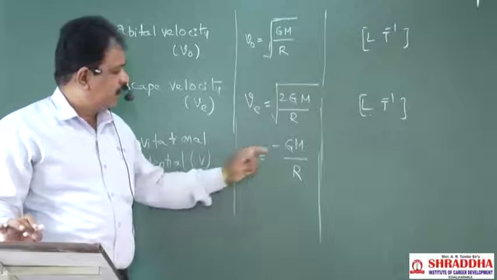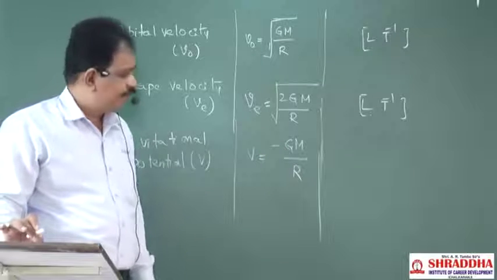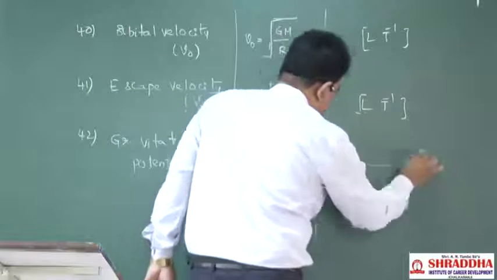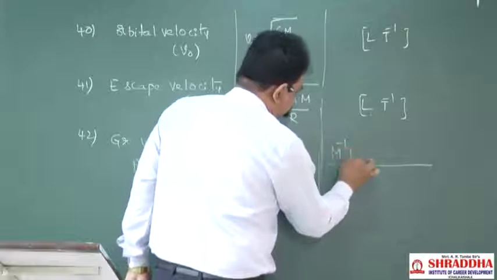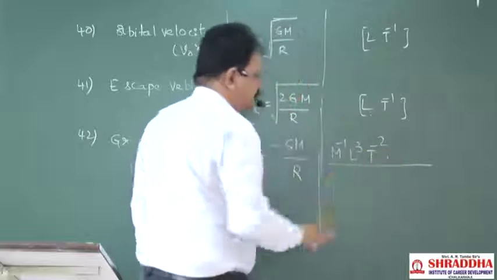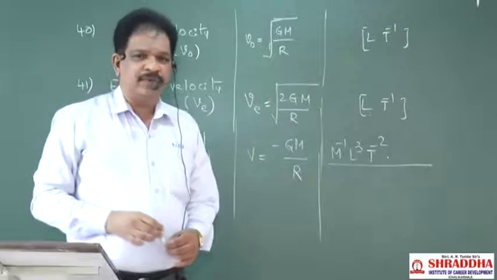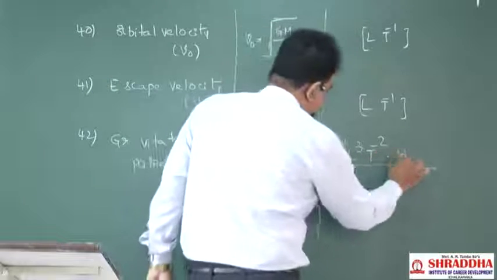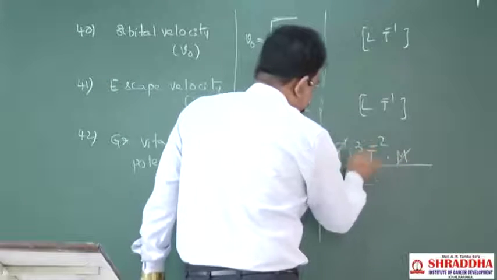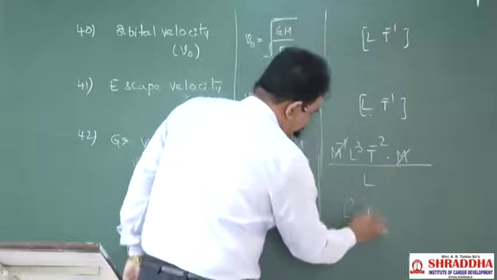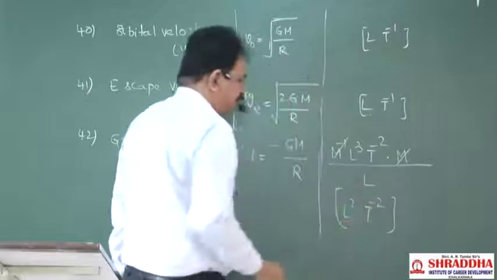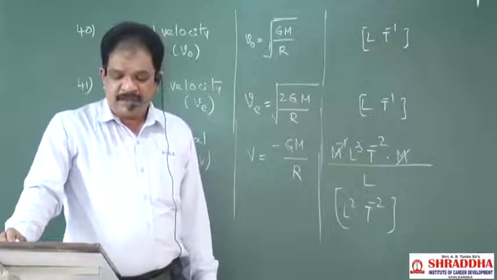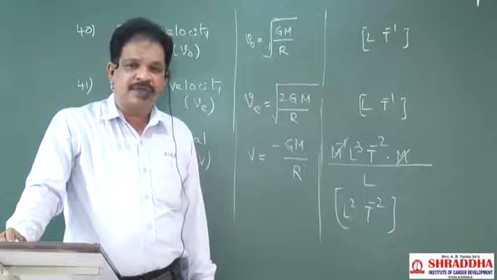Then what is the dimensional formula of this? You write down. Substitute the values: G is M power minus 1 L cube T power minus 2, M by R is M by L, so M and one L will cancel. L square T power minus 2. That is the dimensional formula of gravitational potential.